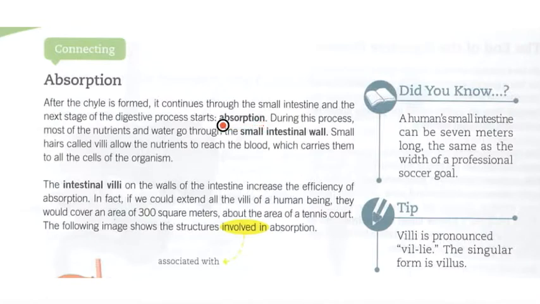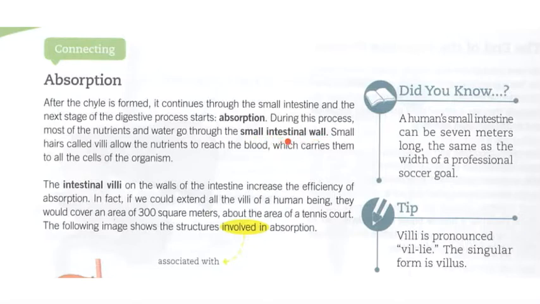Absorption. Remember, absorption happens in the small intestine. During this process, most of the nutrients and water go through the small intestinal wall. Small hairs called villi, this is pronounced villi, allow the nutrients to reach the blood, which carries them to all the cells of the organism. So the nutrients and water go through the small intestinal wall.